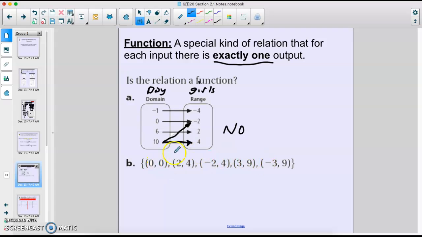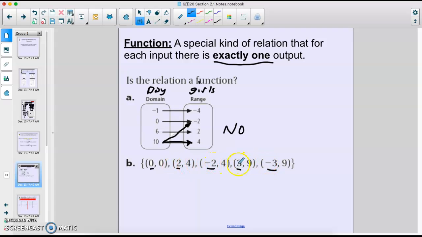Now, what about this one? Is this one a function? Well, let's see. 0 goes to 0. 2 goes to 4. -2 goes to 4. 3 goes to 9. -3 goes to 9. So there's no duplicated x value. That's kind of what we're looking for.